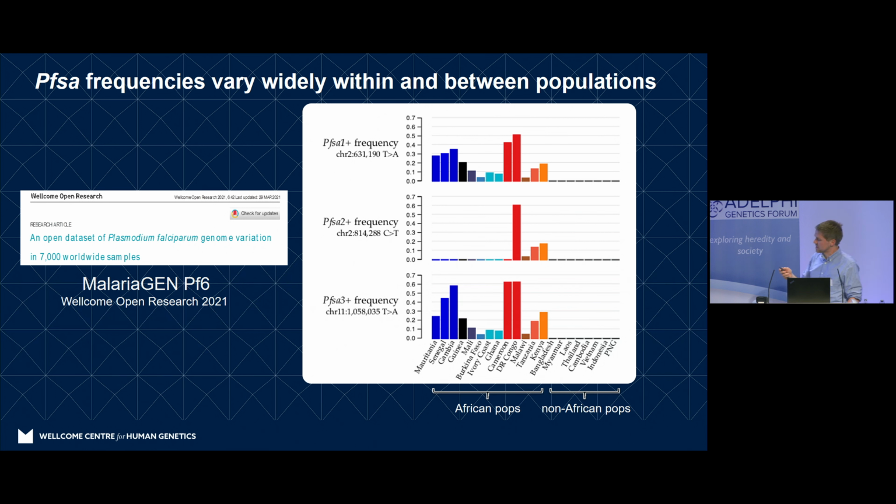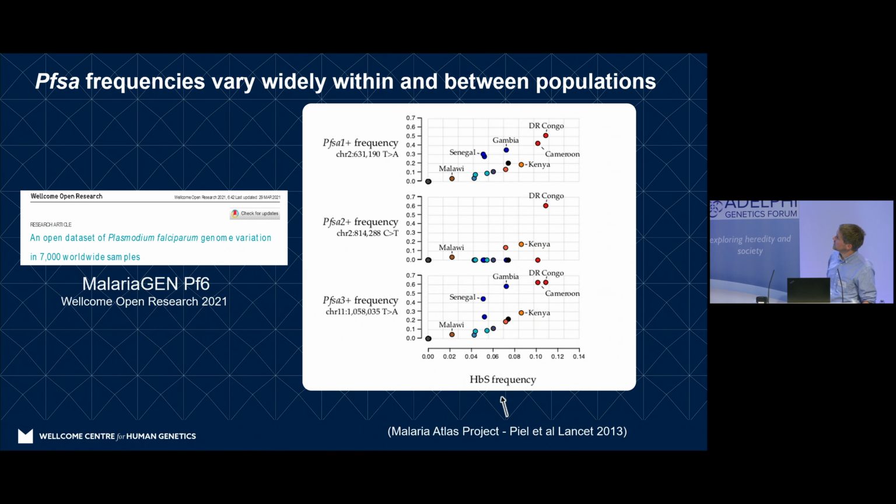This is data from MalariaGEN Pf6, so they're community-sampled infections. If I replace this x-axis with an estimate of the sickle allele frequency in humans in those populations, you can see that, sure enough, we get a correspondence here. So this is a population-level replication of the effect that we'd seen inside severe cases.